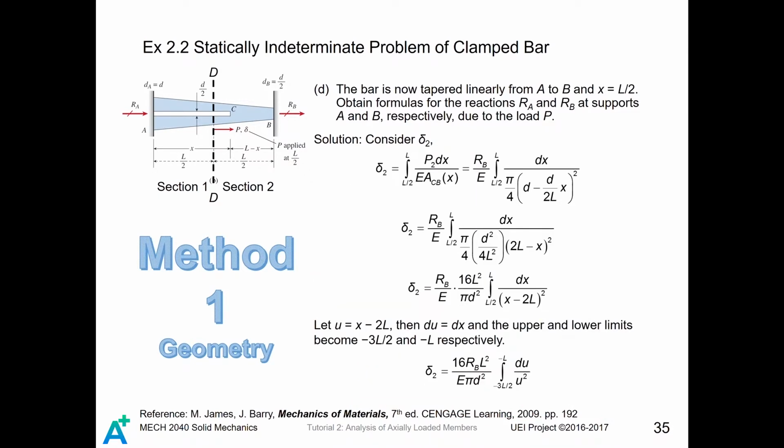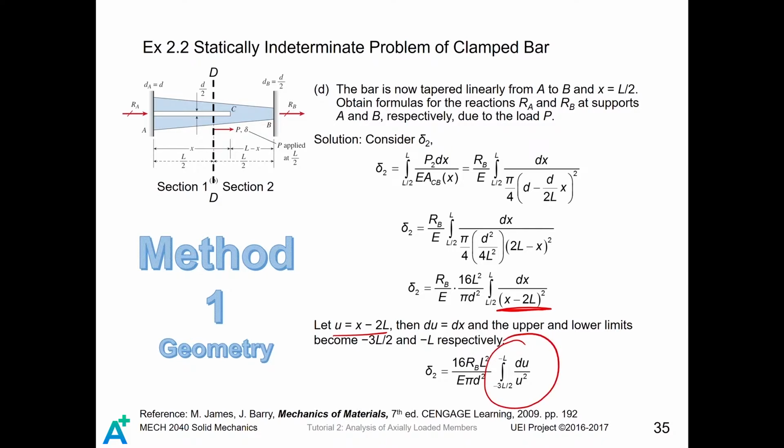Now, after considering delta 1, we consider delta 2. Similarly, we put the reaction and the E out from this integral and put our area into it. Similar to delta 1, we take out the common factors such that the remaining stuff in the integral will become a polynomial. Then we let u equal x minus 2L, then du equals dx, and we change the upper and lower limits to get this integral.